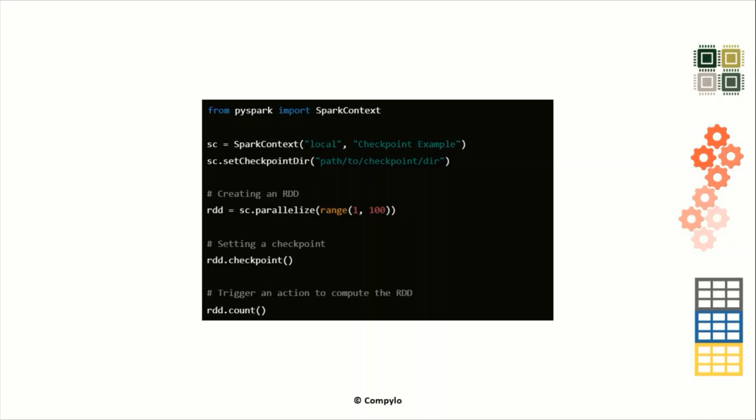To use checkpoints in PySpark, you typically set a checkpoint directory and call the checkpoint method on the RDD or data frame. As you can see on the screen, what we are doing here is we have set a checkpoint directory, and after that we have called the checkpoint method. Overall, checkpoints are a crucial feature in PySpark that enhance fault tolerance, optimize memory usage, and ensure data consistency, particularly in streaming applications and complex workflows.